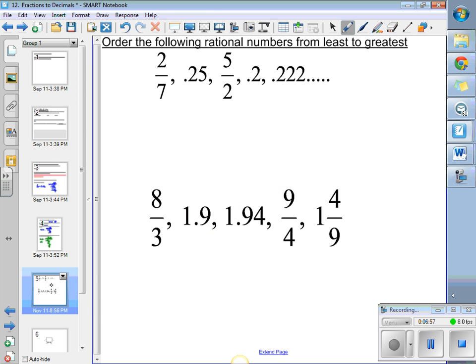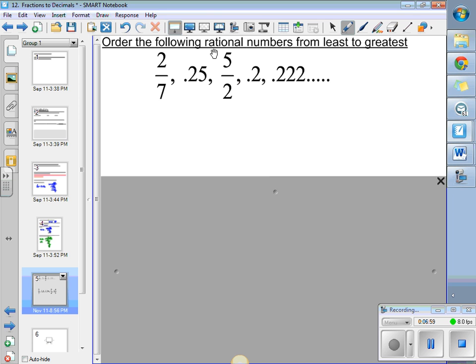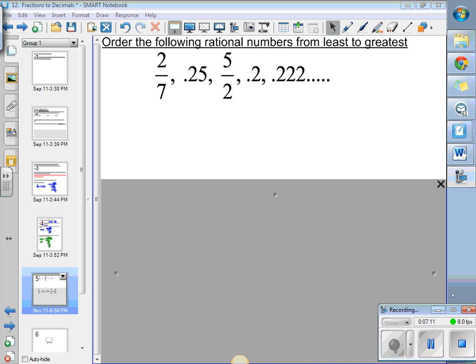Okay, so now our goal is to order these rational numbers from least to greatest. So we've got to figure out which is least to greatest. Okay, so we have to think about these. This is 5 divided by 2. So that's going to be 2 1/2. So we know that's our last one.